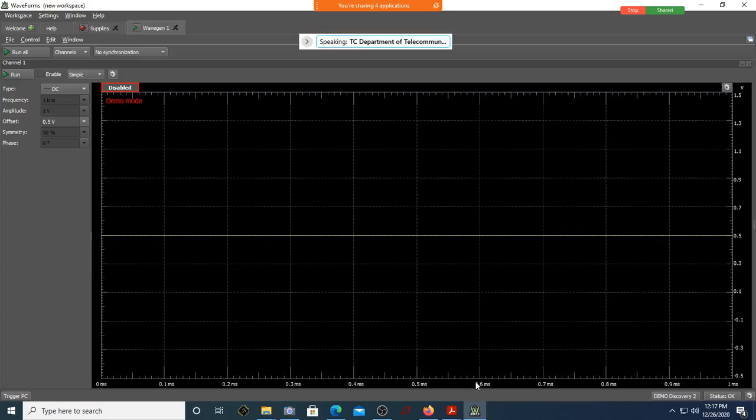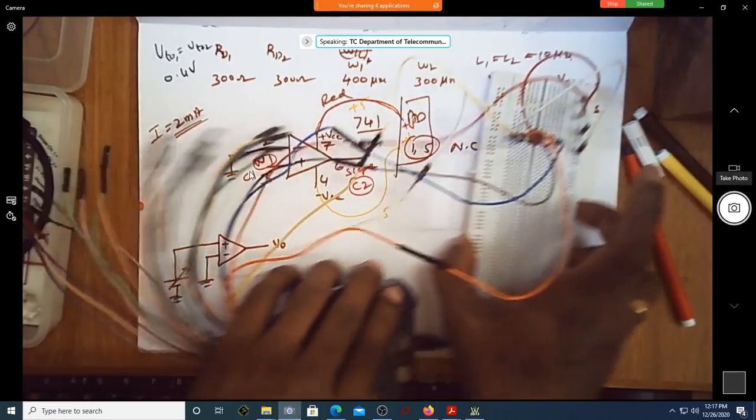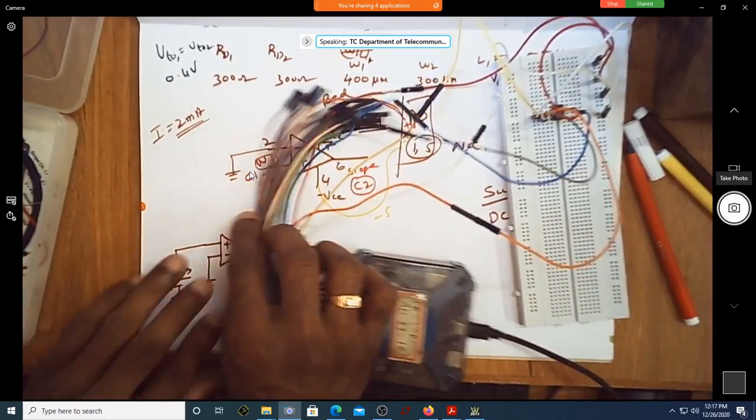Let me just go back to here and then let me run. What is it that we are actually trying to do? We are trying to apply, see here, what is the input voltage that I am applying? The input I am applying is 0.5.